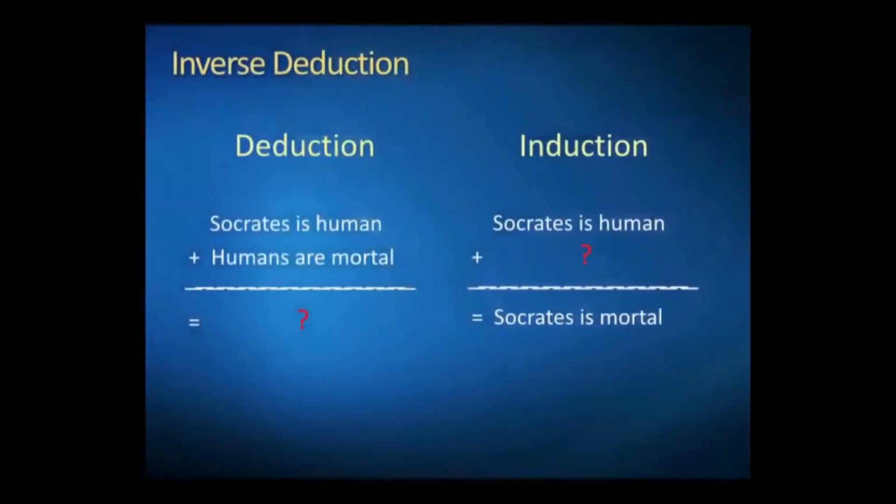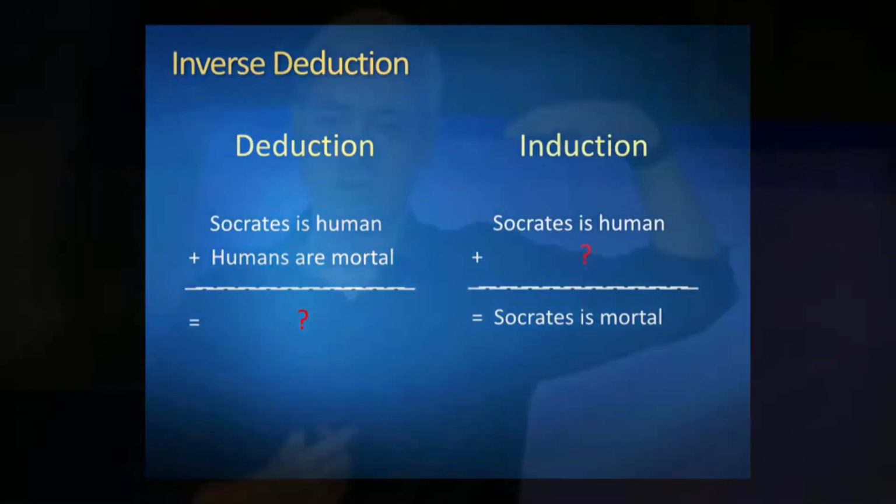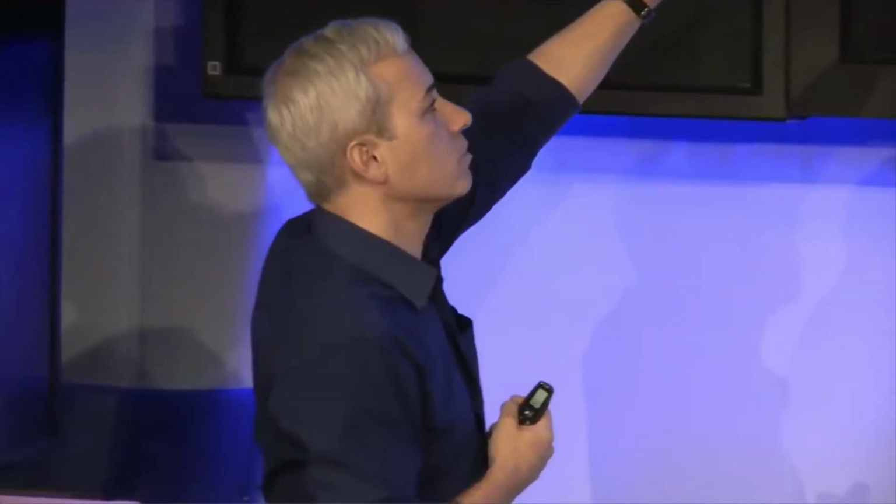Now, inverse deduction works in a very similar way. So here's a simple example of deduction. You know that Socrates is human, and you know that humans are mortal, and the question is, what can you infer from that? Well, of course, from that you can infer that Socrates too is mortal. Now, the inverse of this, and that's when it becomes induction, is if I know that Socrates is human, what else do I need to know in order to be able to infer that he's mortal? And of course, what I need to know is that humans are mortal. And so in this way, I have just induced a new general rule that humans are mortal.